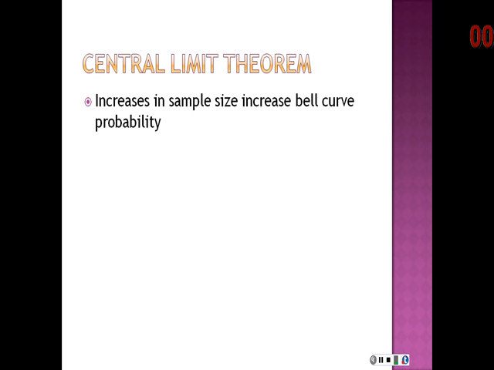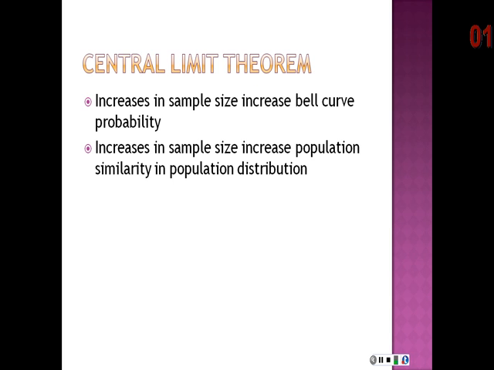So the idea of central limit theorem is that as sample sizes increase, so does the normalization of the bell curve. And additionally, increases in sample size also increase the population similarity of the distribution. So what that means is, as we include more people in our sample when we're trying to extrapolate to a population distribution, the more like the population distribution the sample will be.